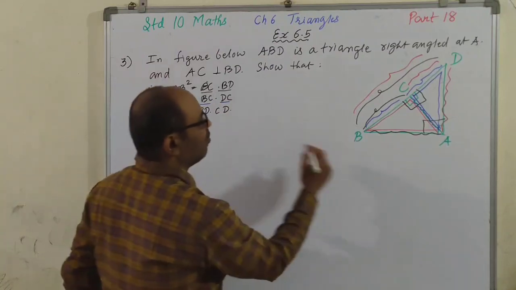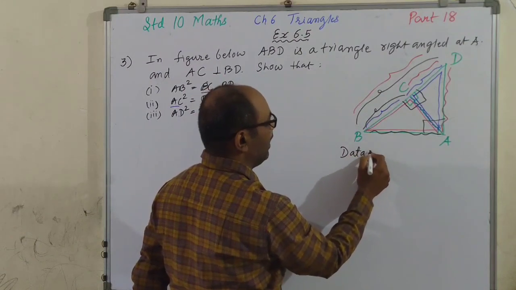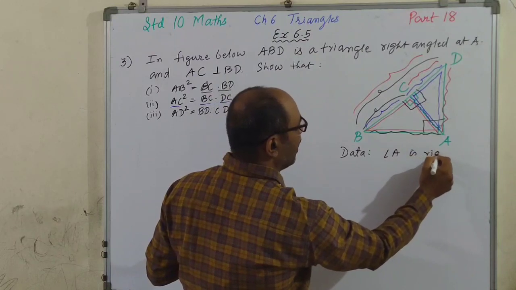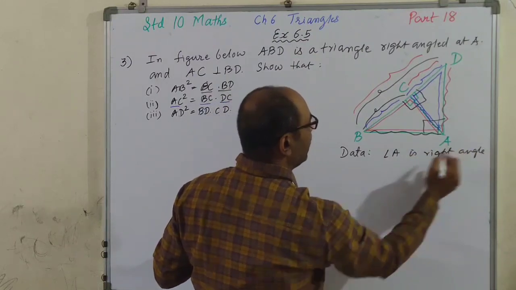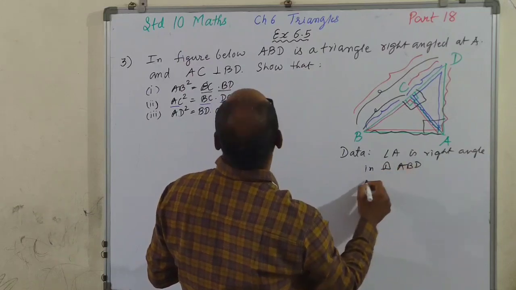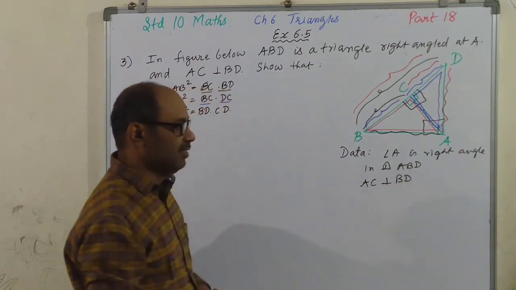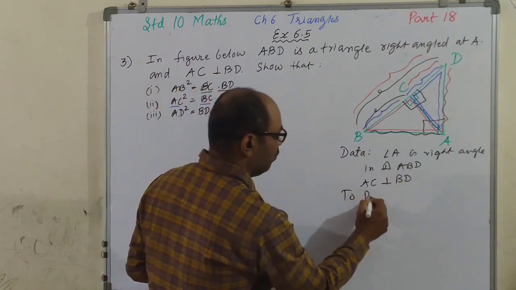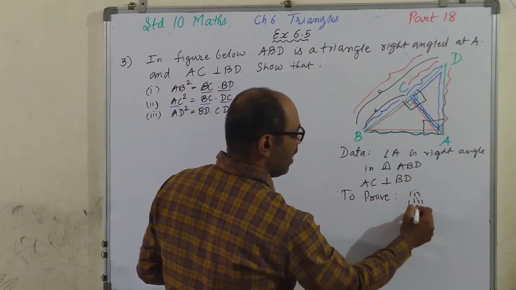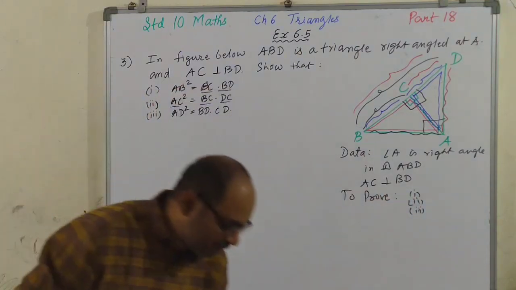This time I'll write the converse, because first you should always draw the figure and then below that you should write the data. Data: angle A is a right angle in triangle ABD. AC is perpendicular to BD. This is given in the data. To prove: first, second and third. I'm not writing that, it's here. Now I begin the proof.